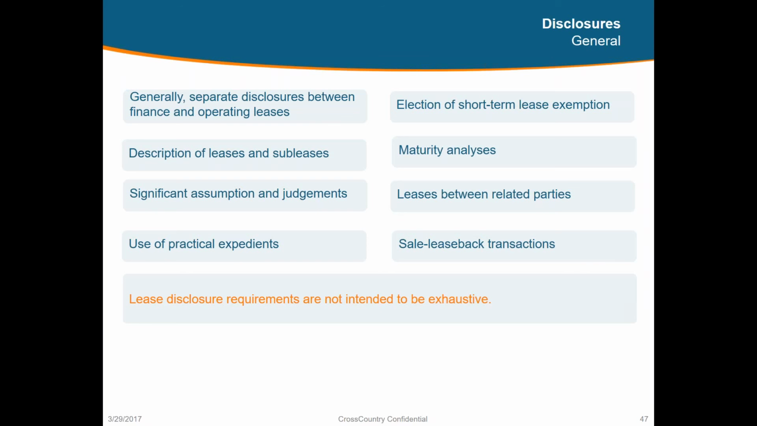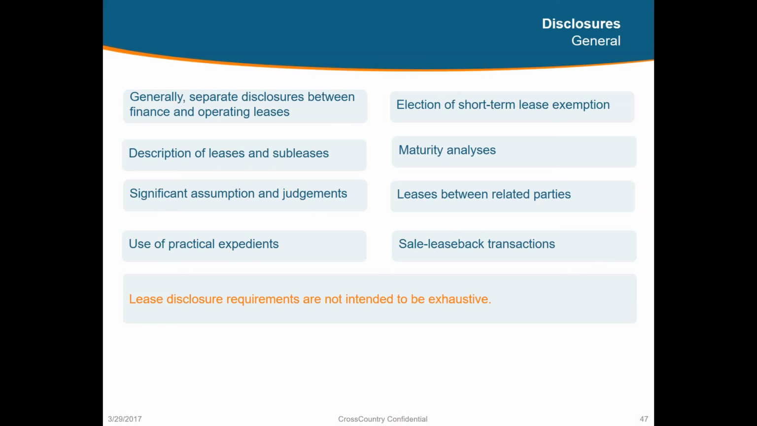Significant judgments should be disclosed, such as the determination as to whether a contract contains a lease, allocation of consideration between lease and non-lease components, and a determination of the discount rate. Use of practical expedients should be disclosed, such as not separating non-lease components from minimum lease payments, and an election of the short-term lease exemption. Maturity analysis of gross future minimum lease payments, though required, must be reconciled to the balance sheet amounts, which are on a present value basis. Related party leases should also be disclosed.